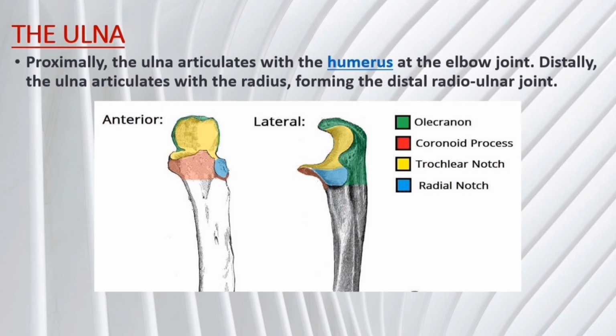Olecranon: a large projection of bone that extends proximally, forming part of the trochlear notch. It can be palpated as the tip of the elbow. The triceps brachii muscle attaches to its superior surface.